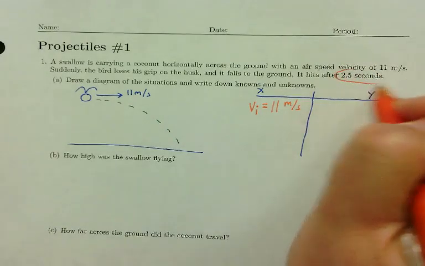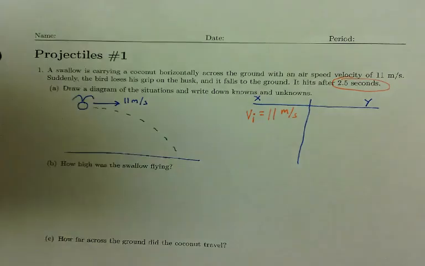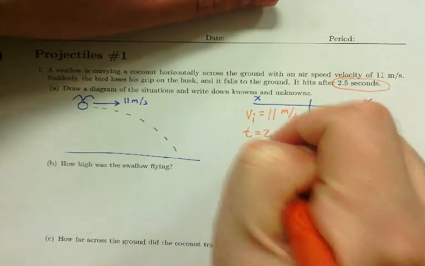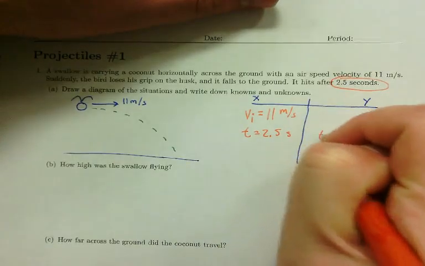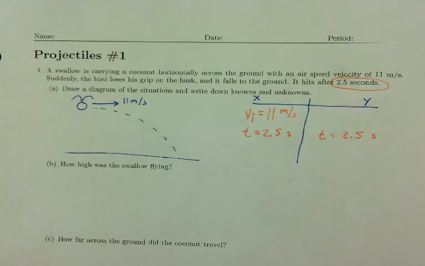What else does the problem give me? The 2.5 seconds. I want you to think about time. If I say it takes 2.5 seconds for the coconut to fall to the ground, am I talking about the x direction or the y direction? This turns out to be a trick question, because time is not a vector, time is a scalar. And because time is a scalar, it doesn't have direction. It's the same for the whole problem. And so whenever we have the time, I write the time on both sides of my T-chart.